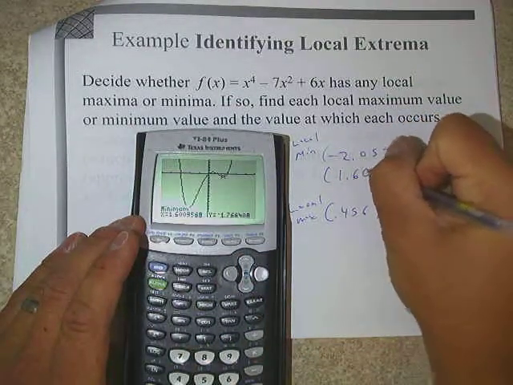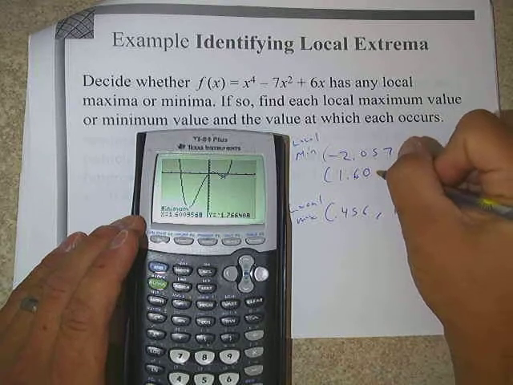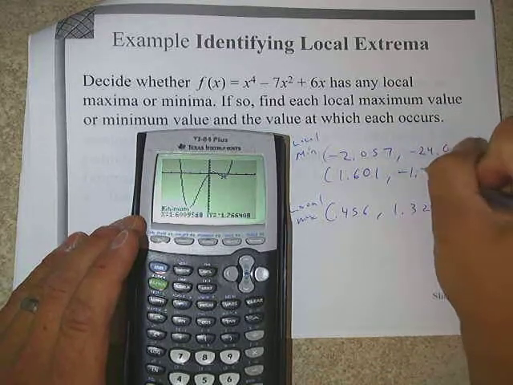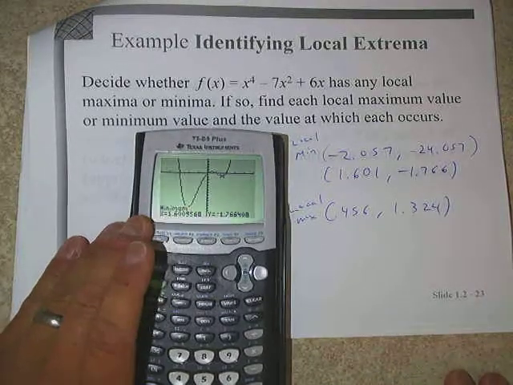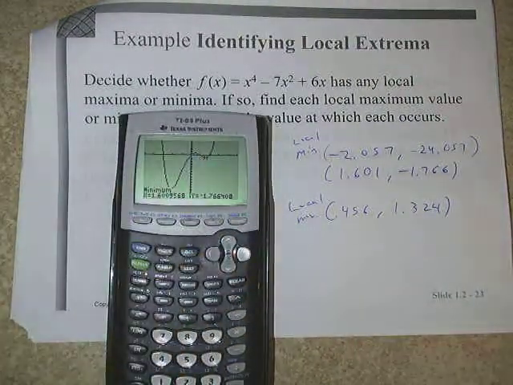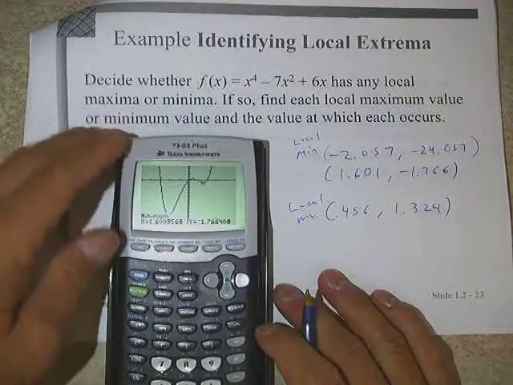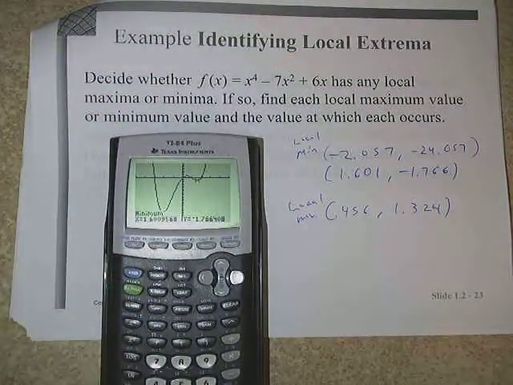And then finally, if we find the other local minimum, enter left, enter right, enter middle, we get 1.601 and negative 1.766, and that would be another local minimum point for this particular graph.